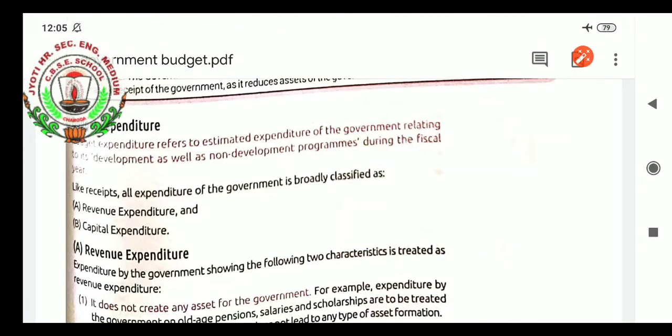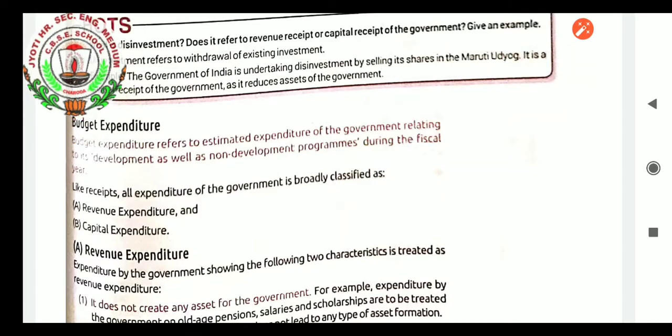Budget expenditure. What do you mean by budget expenditure? Budget expenditure refers to the estimated expenditure of the government relating to its development as well as non-development programs during the fiscal year. Like receipts, all the expenditure of the government is broadly classified as revenue expenditure and capital expenditure.